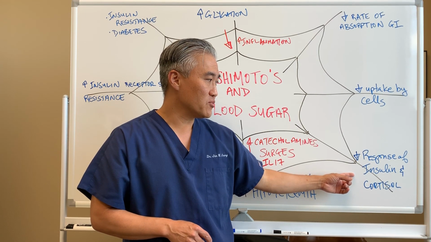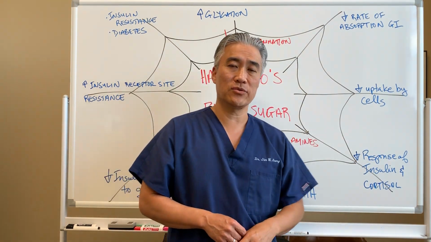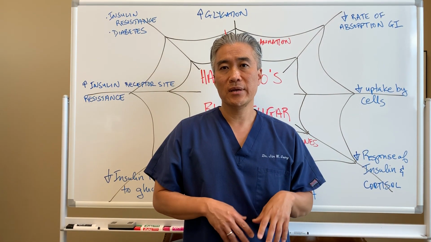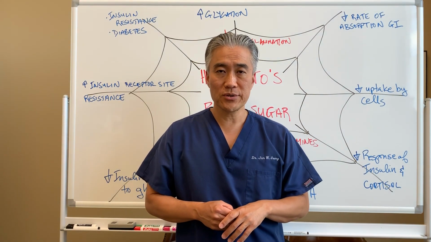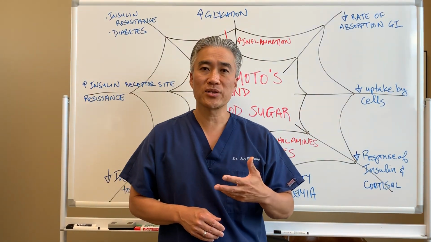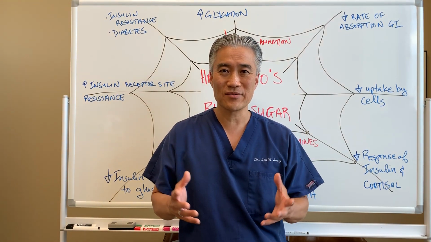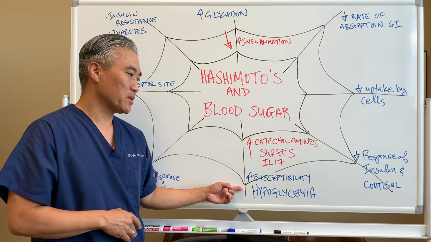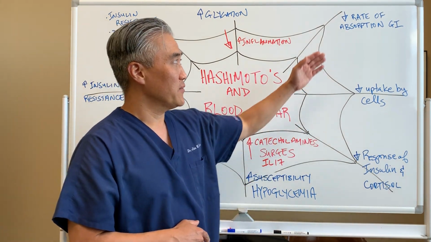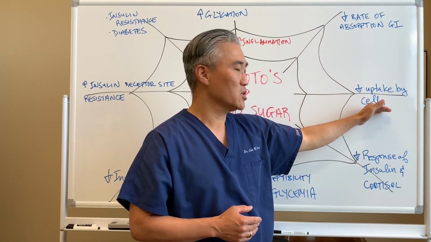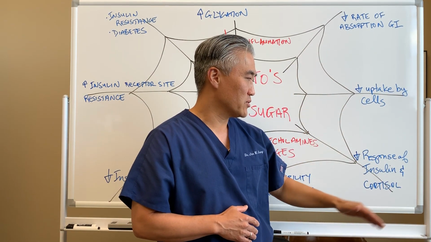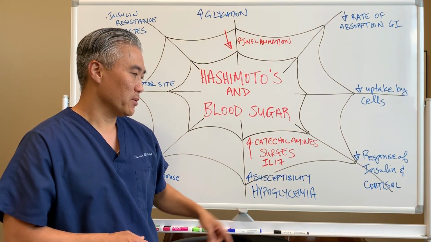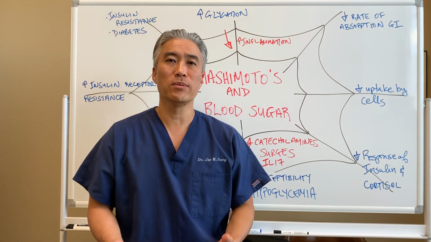There will be a decreased response of insulin and cortisol as a result, right? So your pancreas will create insulin, cortisol will be produced by your adrenals, but there will be a decreased response as a result of everything kind of slowing down. Over here, then you're going to have a susceptibility to hypoglycemia. If you have decreased absorption in the GI tract, decreased uptake in the cells, a decreased response due to insulin and cortisol, then you're going to be susceptible to hypoglycemia or low blood sugar.